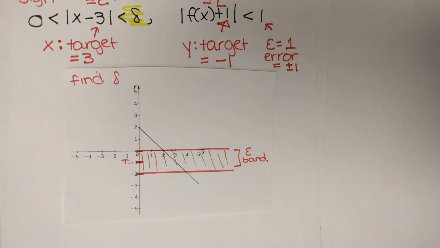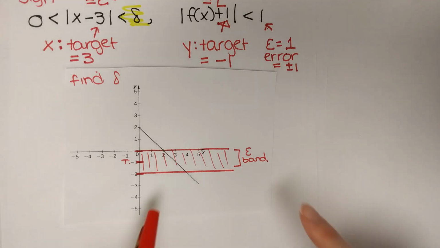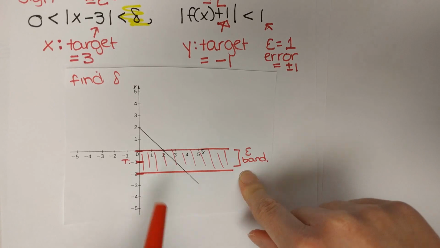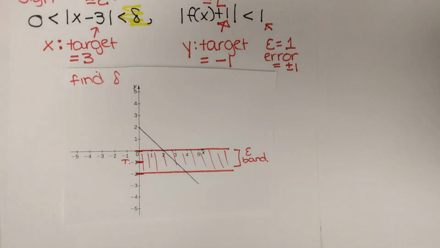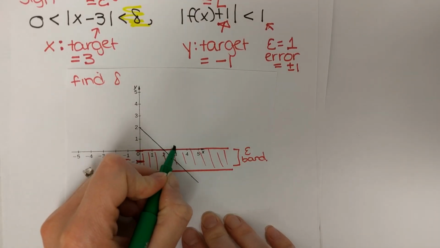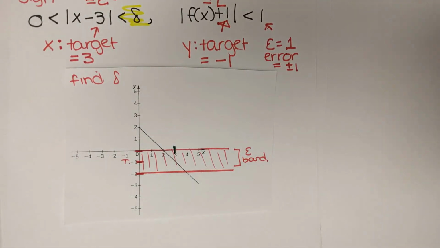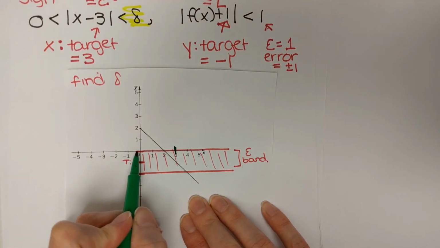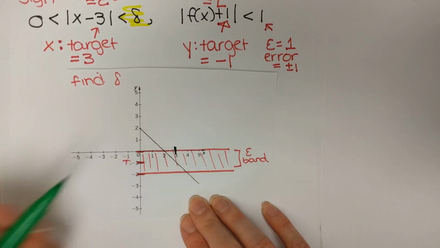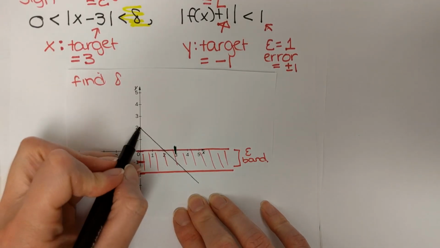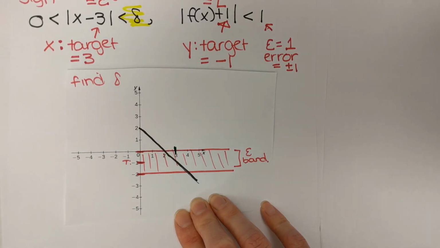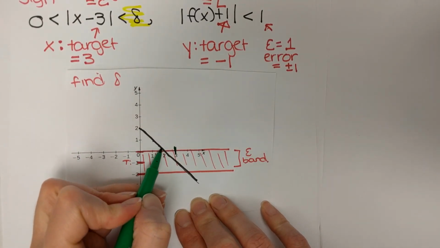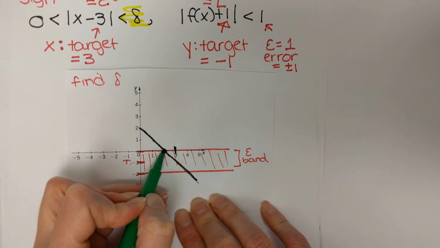Now, we want to figure out what delta we have to choose, so what x error, essentially, we have to choose to stay within that epsilon band. So to do that, we will first have to identify the target that we have, which is 3. So that is our target on the x-axis. Now, moving from left to right, we want to see when we first enter the epsilon band. So again, this black function here is not in the epsilon band. Up here, it's not in the epsilon band. Here, it's not in the epsilon band. It becomes part of the epsilon band at 2.